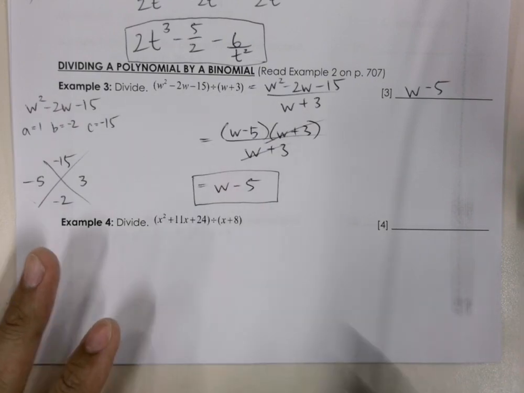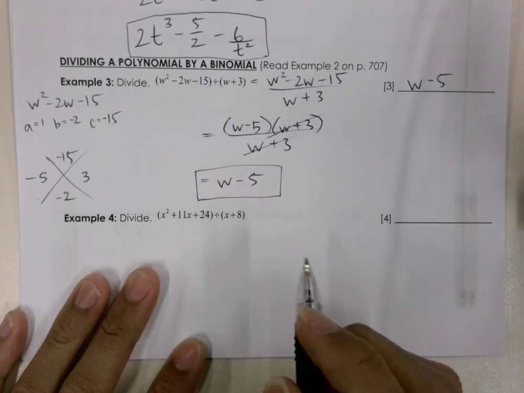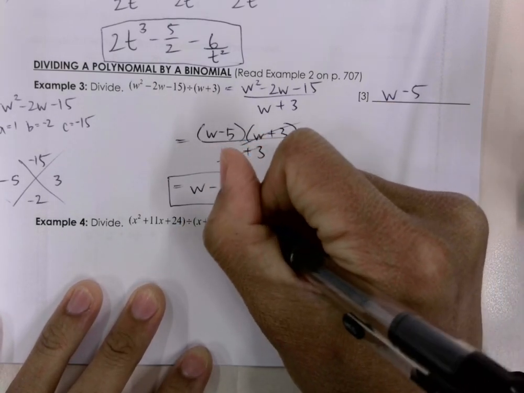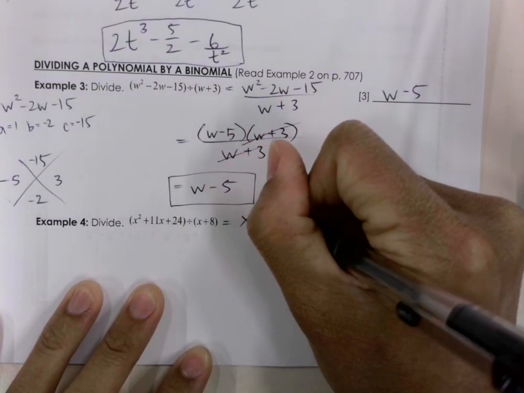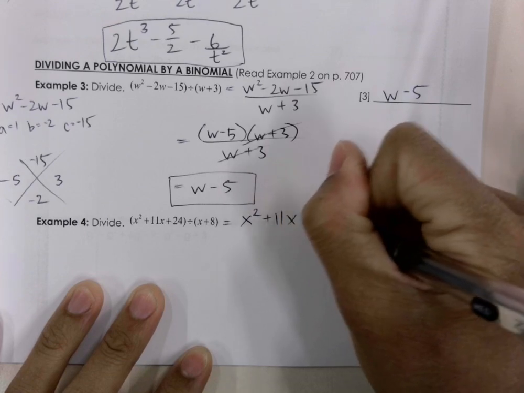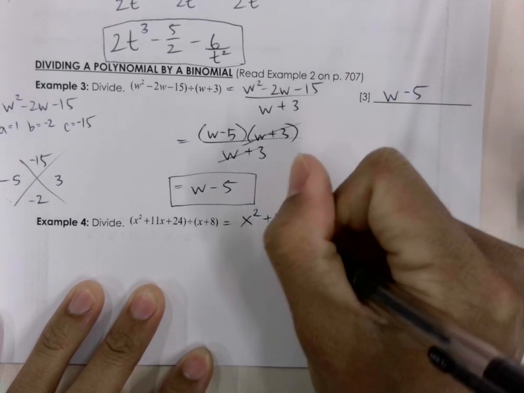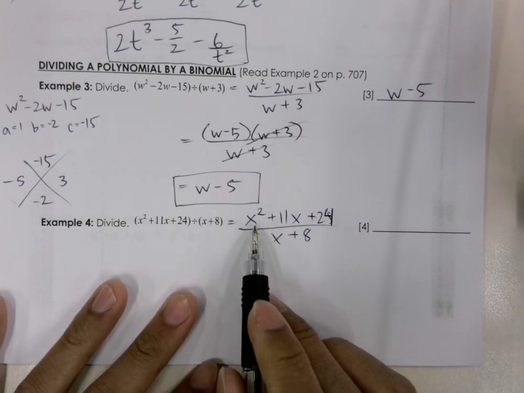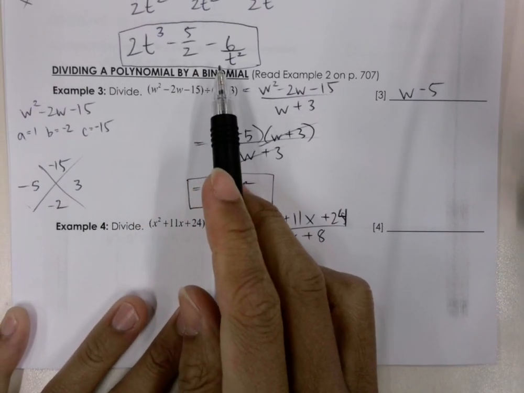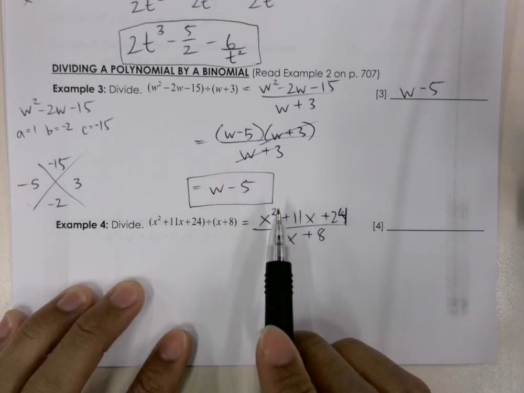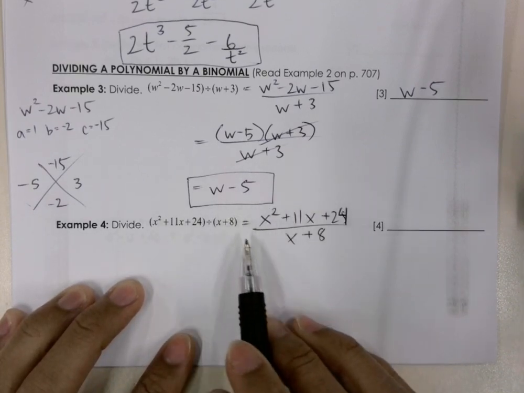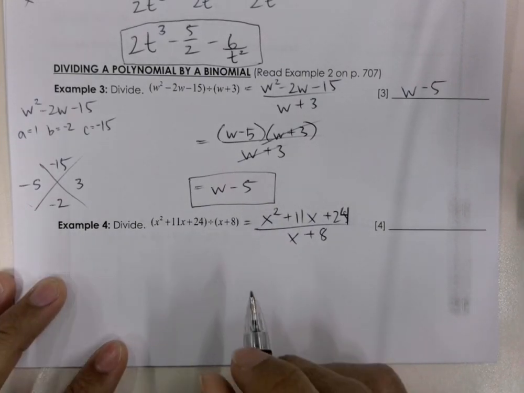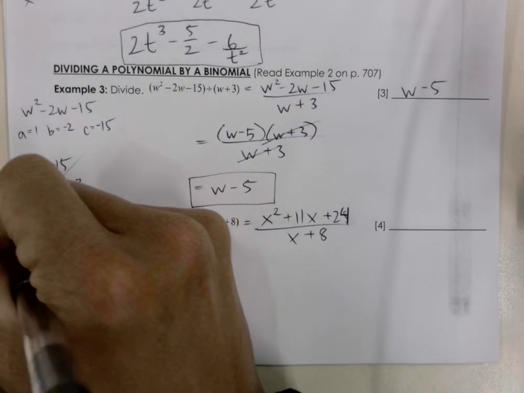So we're going to do the same thing here. We got bigger numbers, so it might be a bit more difficult to factor, but we know how to do it. So x squared plus 11x plus 24 over x plus 8. So again, to divide a polynomial by a binomial, we're going to factor the polynomial in the numerator if it's quadratic. We know how to factor quadratic expressions. So let's go ahead and write it over here.